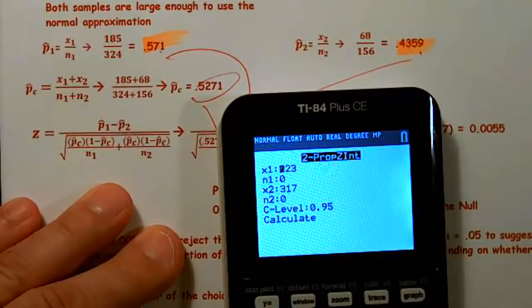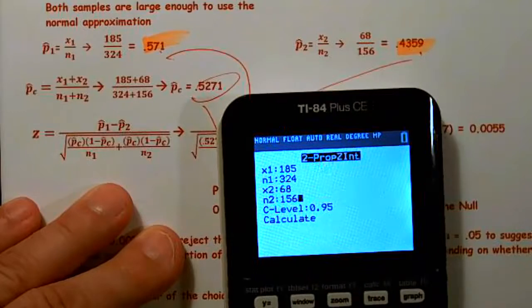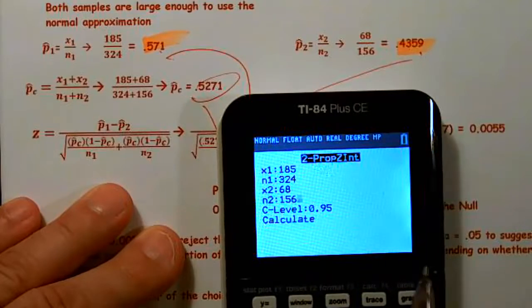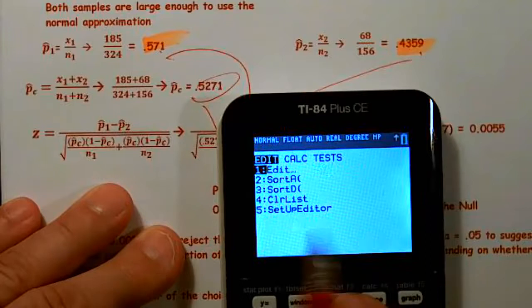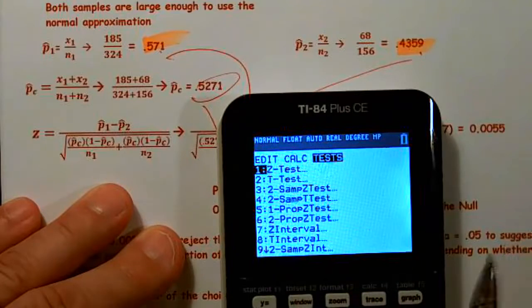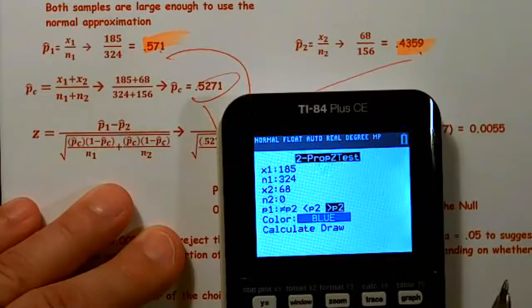And we had 185 out of 324 for the first sample. And for the second sample, we had 68 out of 156. Oh, I'm sorry, it's supposed to be a Z test, not an interval. Stat test, 2 proportion Z test. 68 out of 156. We're looking for a not equal.